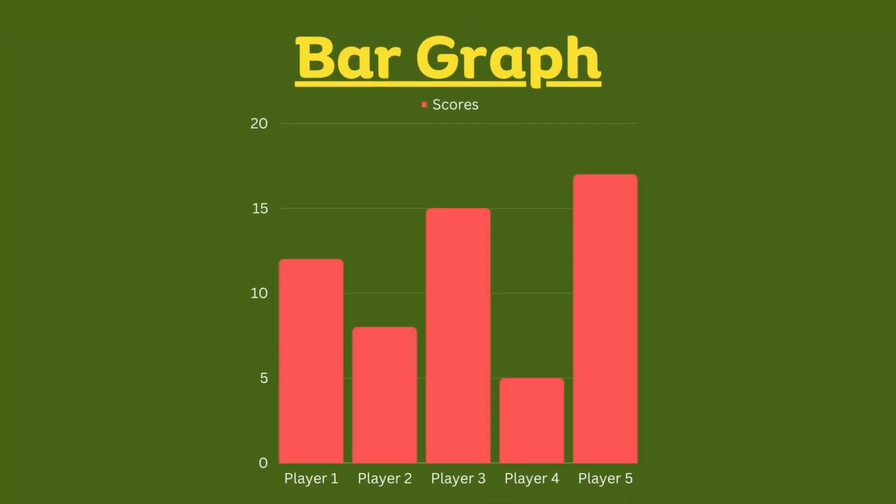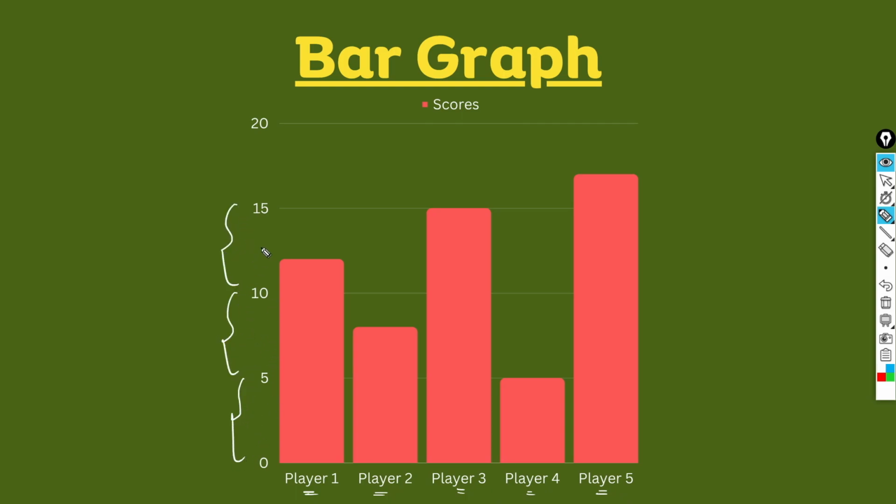For example, let us take scores of 5 players, okay? Player 1, player 2, player 3, player 4 and player 5. See, this is called unit: 1 unit, 2 units, 3 units and 4 units. What we have taken is 1 unit equal to 5 runs. Once you take a unit, this is called scale, and you should maintain the same scale throughout the graph. So here this is 0 to 5, 5 to 10, 10 to 15, 15 to 20.